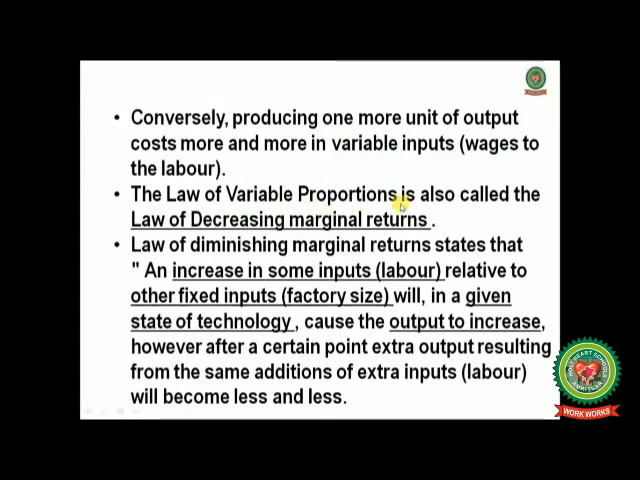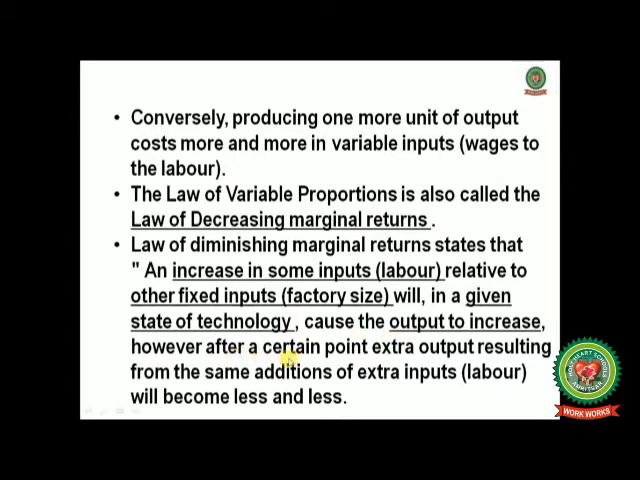And the law of variable proportions is also called the law of decreasing marginal returns. So the law of diminishing marginal returns means that an increase in some inputs, that is labor, relative to the other fixed factors, that is factory size, will, in a given state of technology, cause the output to increase.